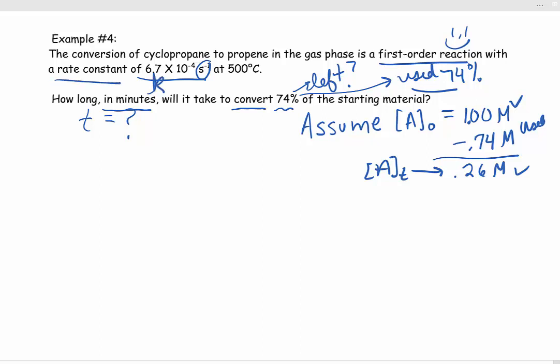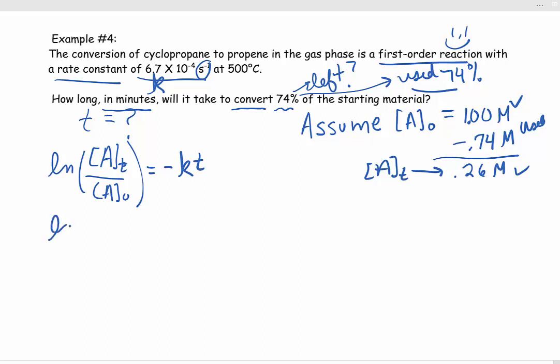And so let's go ahead and calculate the amount of time in minutes. And we know it's first order, so we can use our first order integrated rate law. And this is the form you really should use. It's the most convenient. Whoops, that's a t, that's an A naught. It's the most convenient one for these kind of percent problems.